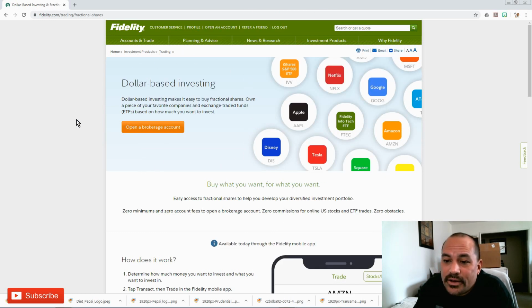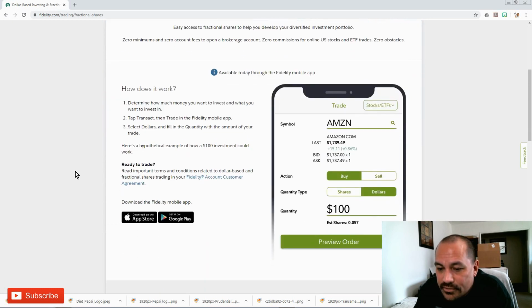Another awesome thing about Fidelity and their dollar-based investing is you also have access to their zero-fee index funds. You have access to all the ETFs, as long as the company is traded on the NASDAQ or New York Stock Exchange. You can invest $1 if you wanted to.